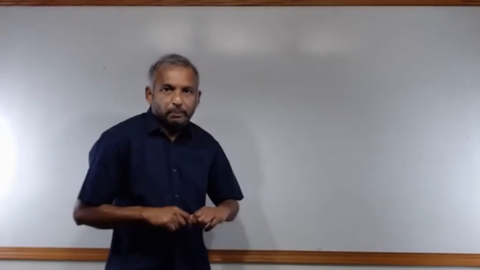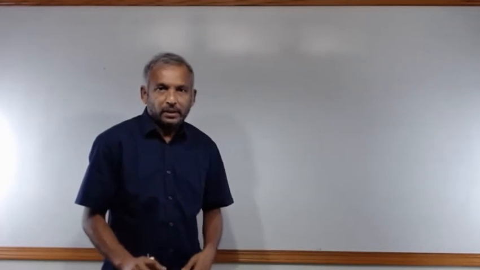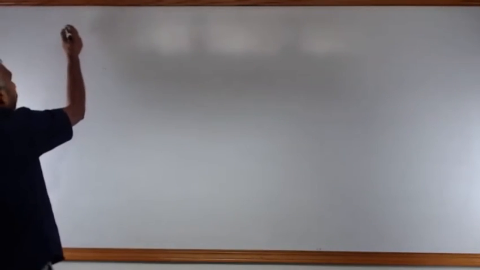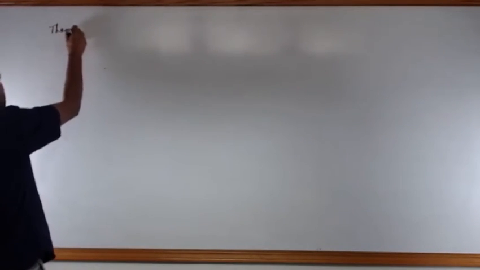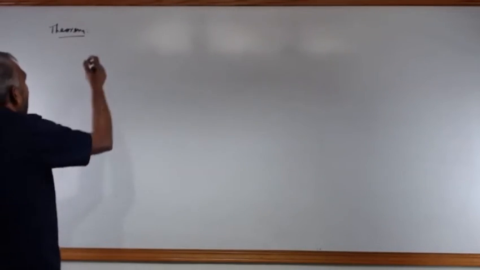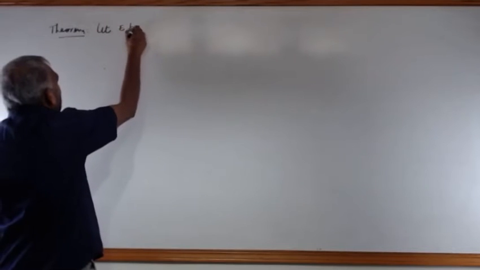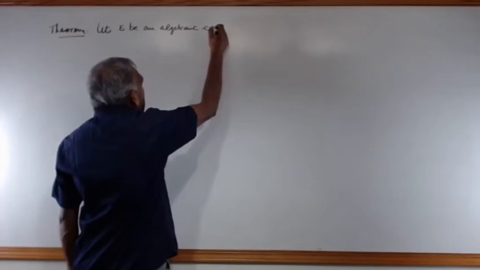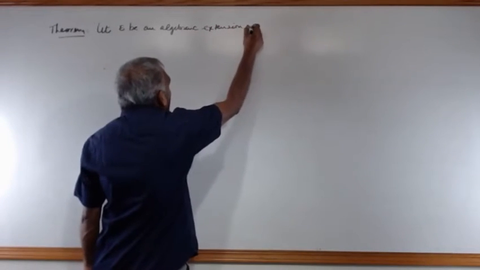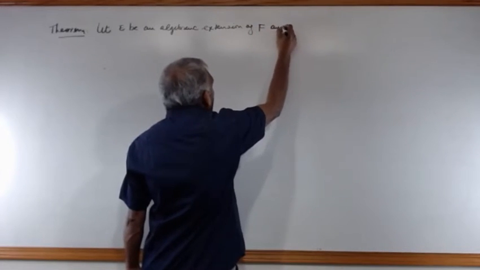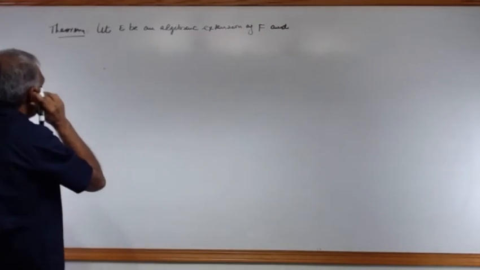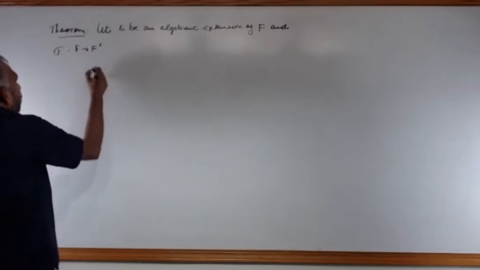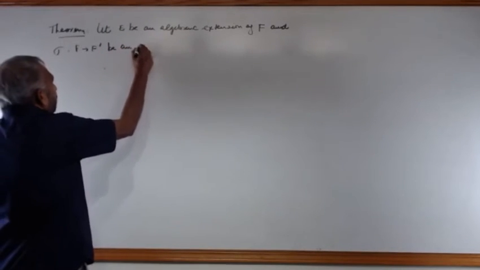So let us give the proof of the isomorphism extension theorem today. First we'll write the theorem. Let E be an algebraic extension of F and sigma from F to F prime be an isomorphism.